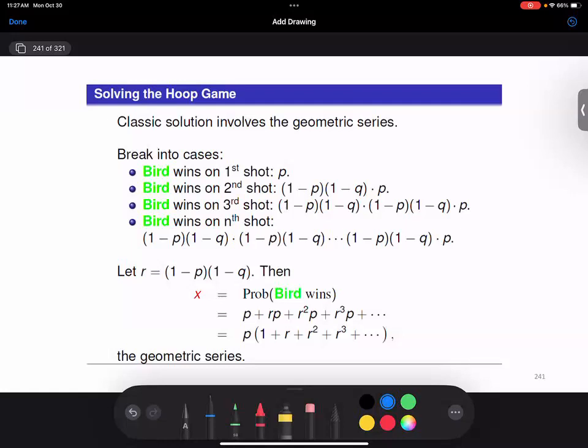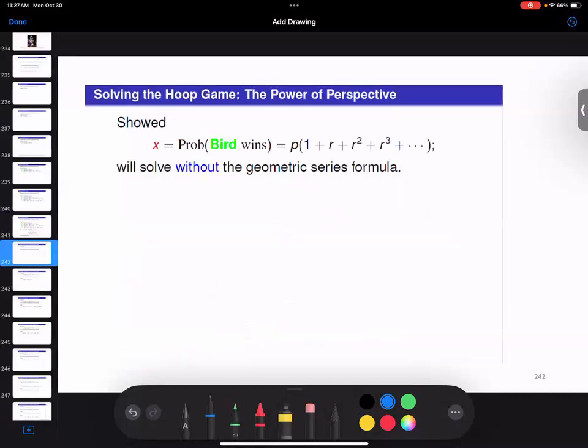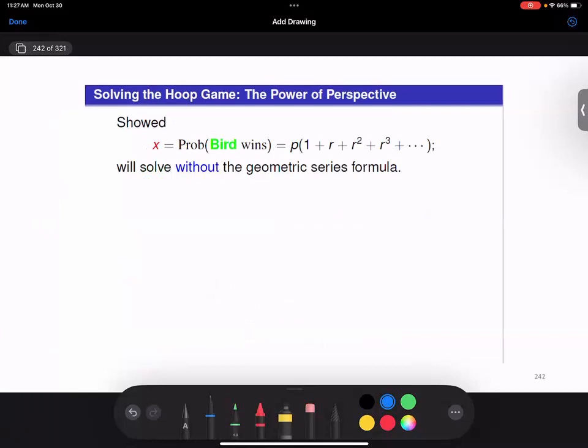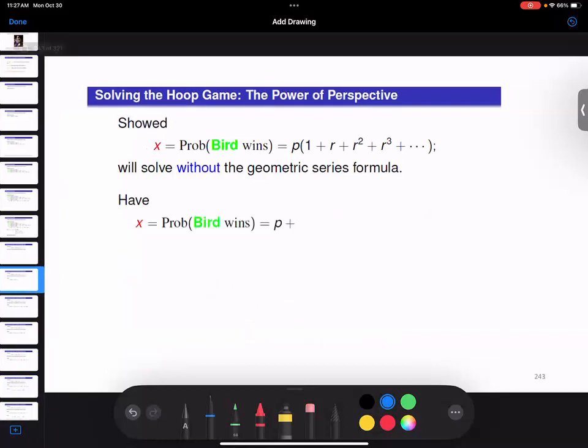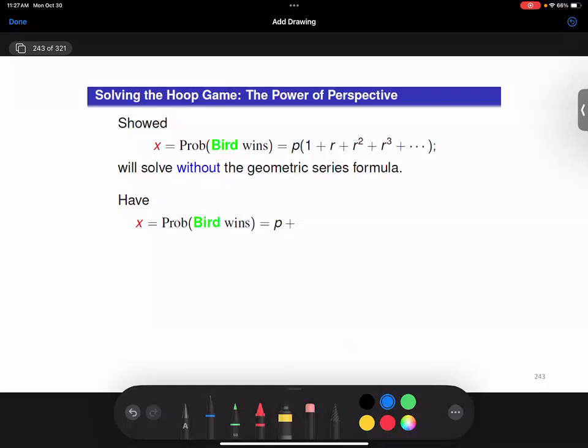What we can do is use this to come up with an alternate proof of the geometric series formula. And it illustrates a wonderful principle. This has definitely occurred in a lot of game theory, and that's why I wanted to show you this. So let's calculate the probability that Bird wins.